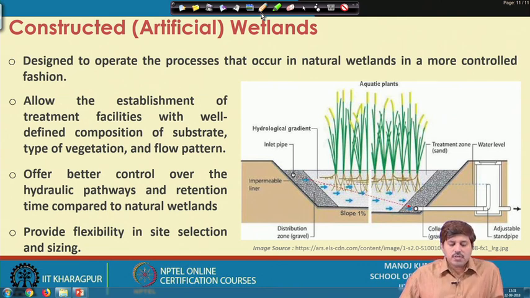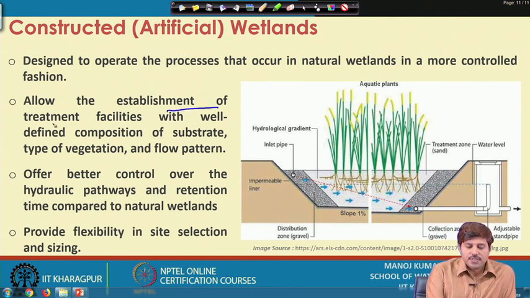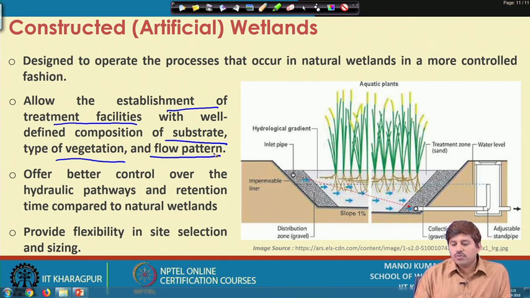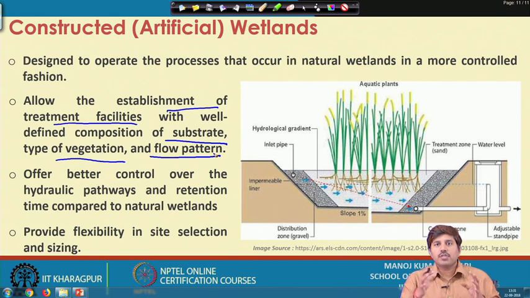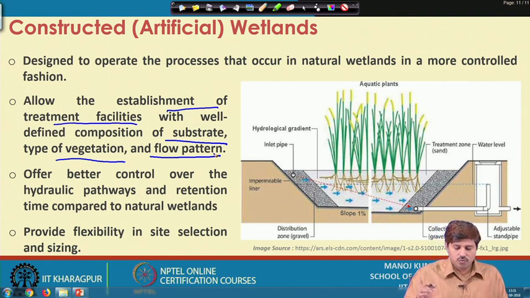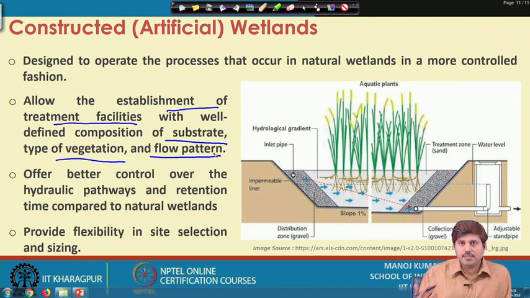So, this allows the establishment of a treatment facility with well-defined composition of substrate, type of vegetation, and flow pattern. Substrate essentially means media. Usually when we talk about biodegradation, we use substrate in terms of the BOD, but here in the wetland system, by substrate we mean the media, that is, what kind of media we are providing. The BOD or the organic matter will always be present in the wastewater coming into the system.